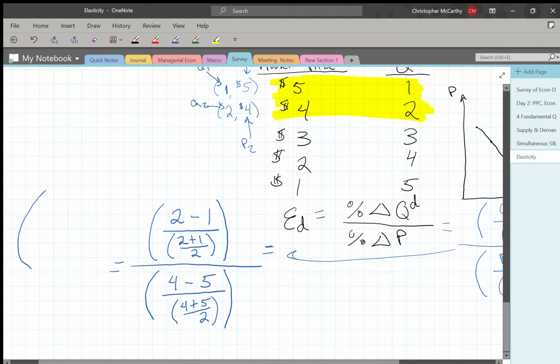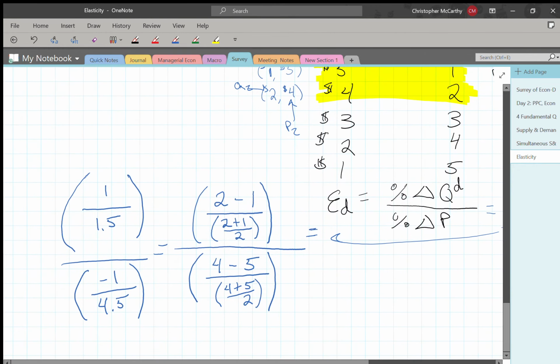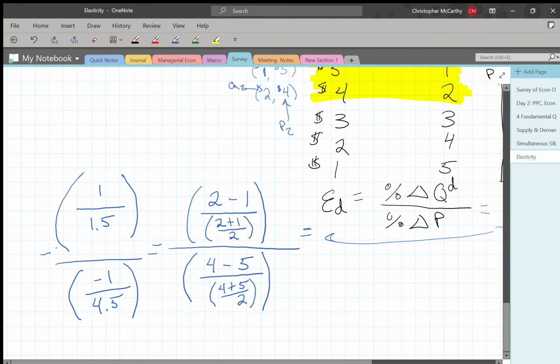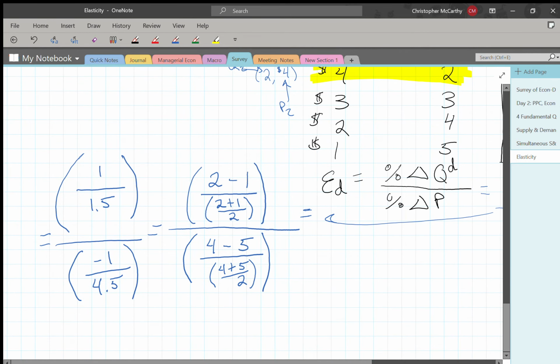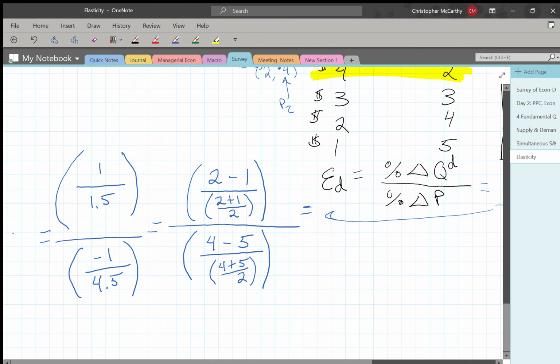What's 2 minus 1? 1. Divided by 3 over 2, 1.5. 4 minus 5, negative 1. Divided by 9 over 2, 4.5. So this ends up giving us negative 3. And then we always take the absolute value of that. So we end up with an elasticity of 3.